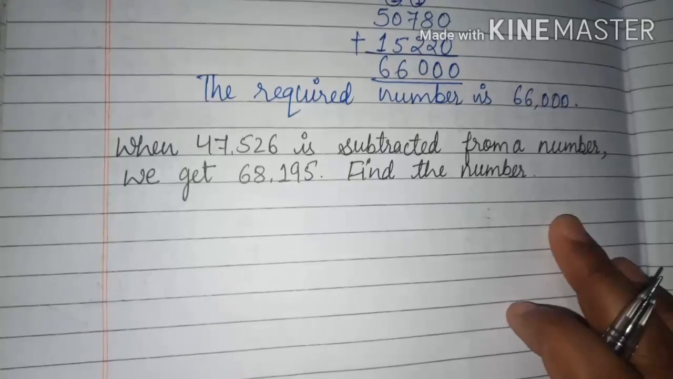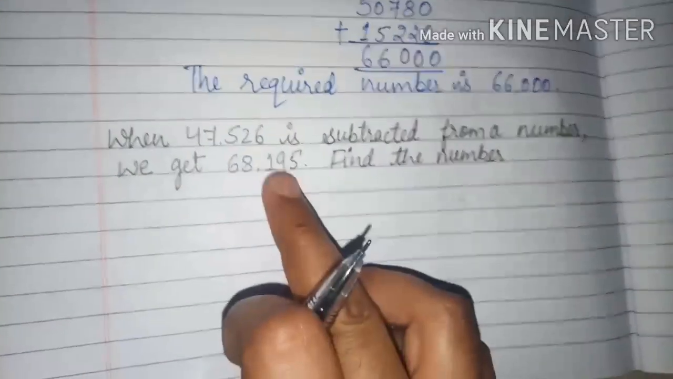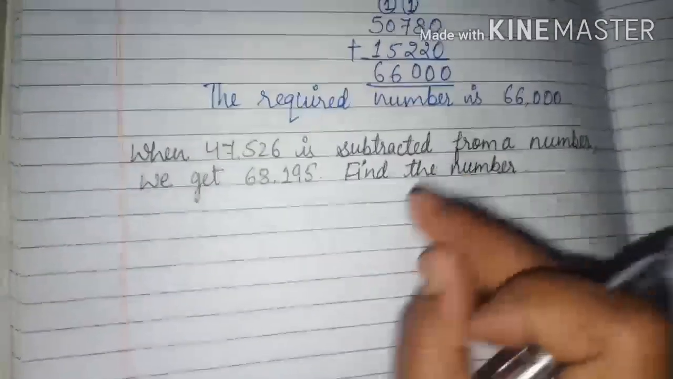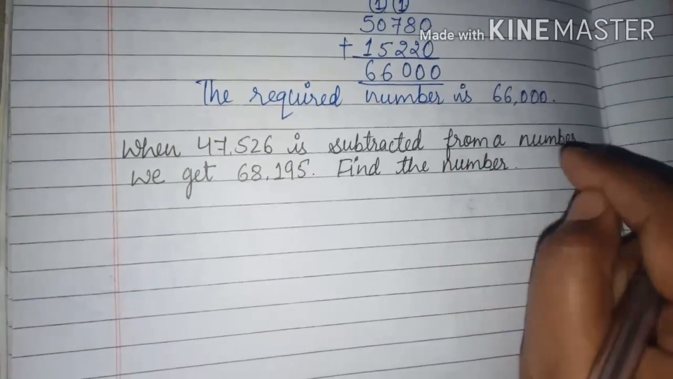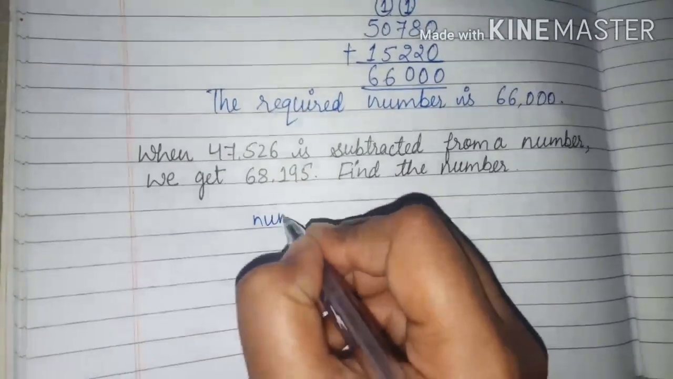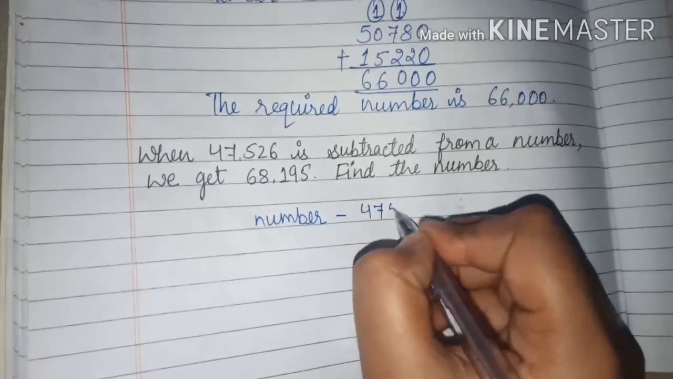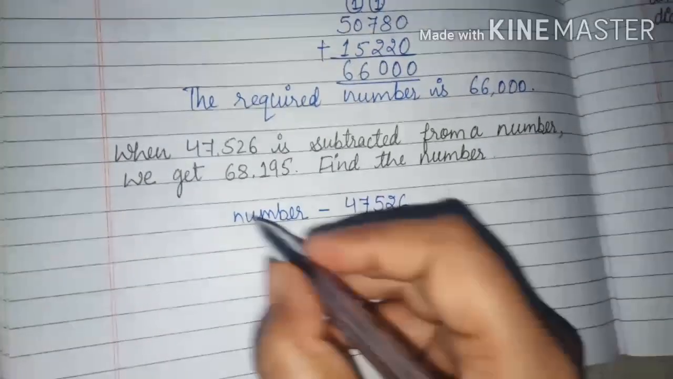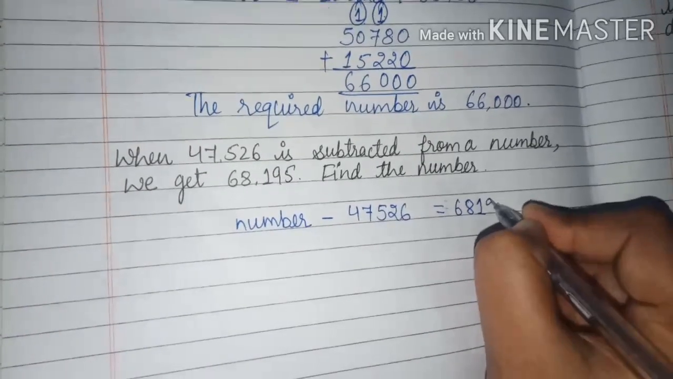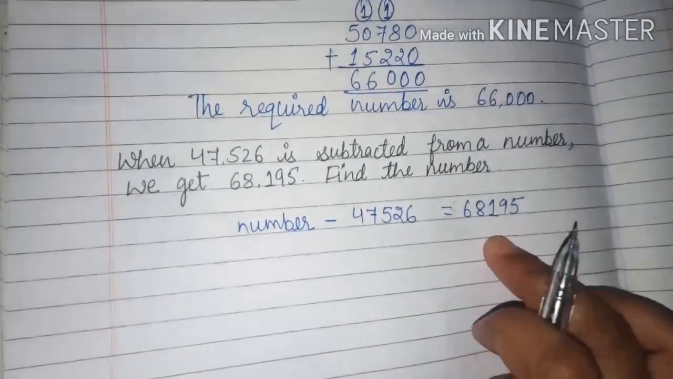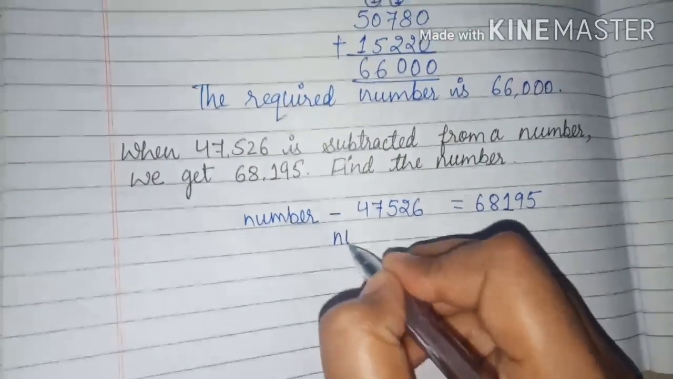Now next we have, when 47,526 is subtracted from a number, यानी whenever I am subtracting this from any number we get this, यानी हमें result ये मिलता है. अब as you always know, from a number यानी number, जो चीज़ from के बाद होती है we will write that first. तो number में से हमें क्या subtract करना है? We have to subtract 47,526. So the answer is, we get what? Our answer is 68,195. Now we have to find the number only.